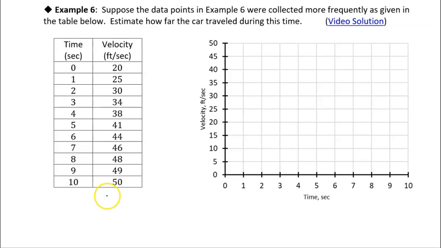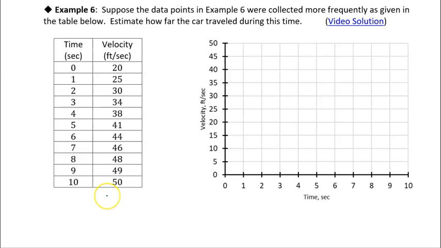All right, now this is essentially the same as example 5, except now we have a table with more values. It's the same vehicle, we just have sampled the velocity every 1 second instead of every 2 seconds like we had before. So the idea here is that if we sample the velocity more frequently, we'll get a better estimate of the distance that this car traveled using the left and right hand Riemann sums.